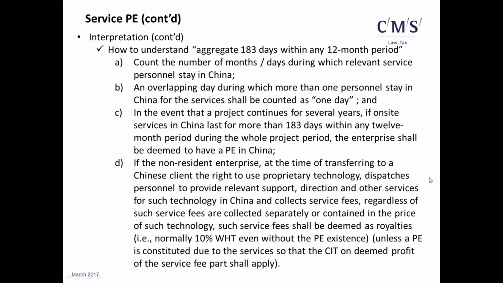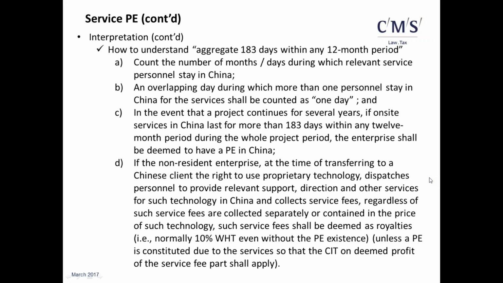Okay. Then let's move to the definition of aggregate 183 days within any 12-month period. In the PRC tax regulations, it only interprets the aggregate 183 days of a service PE. It does not give any interpretation on the cases where 6 months are involved. So let's first have a look at what the PRC domestic tax interpretation says about the 183 days.